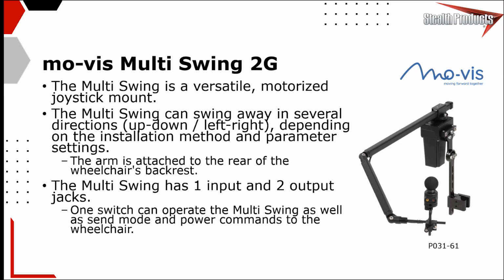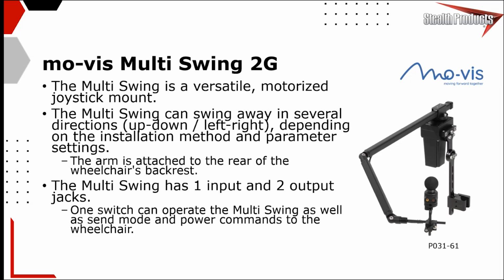Now, the Multi-Swing 2G is a power chin boom from Movis. This has got a pretty compact motor. The arm is adjustable so that it could be a right or left side swing away, and you can really get that joystick right in where it needs to be. Cables are routed through the arm, so cable management is a lot cleaner and easier. The amount of swing, the direction of swing, how hard, how fast it swings, it's all adjustable.